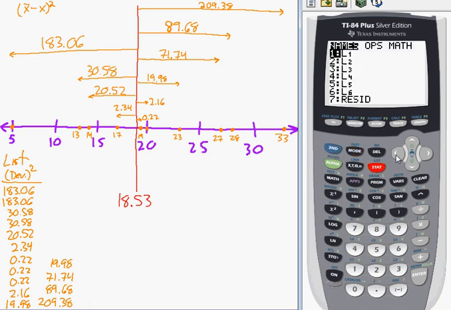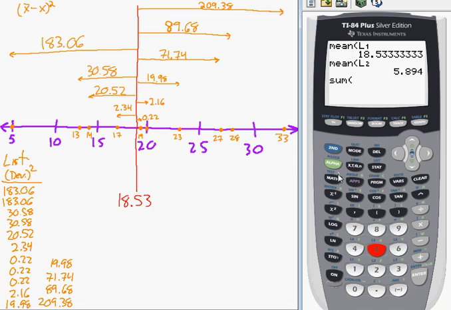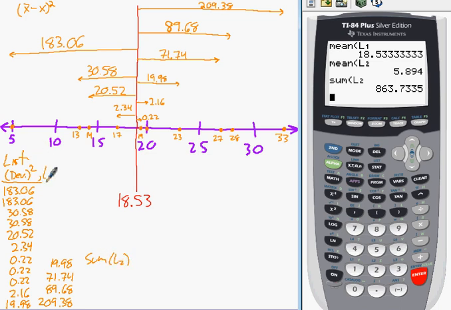So now what I'm going to do is go to my list. And in math, number 5 is the sum function. So I'm just going to sum L2. So we have the sum of L2, I'll say that this is an L2, is equal to 863.73. And this is going to be important to show this detail.